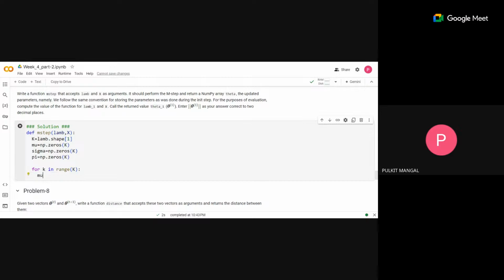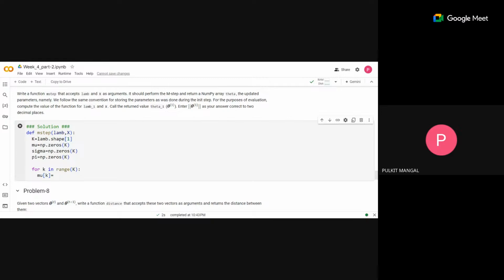The mu k would be updated as, what is the formula for updating mu k? Summation from i equal to 1 to n, lambda ik xi divided by the summation of lambda ik.